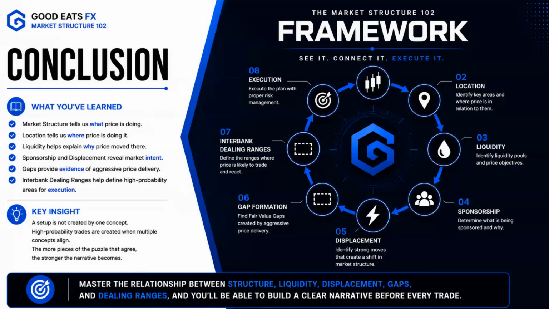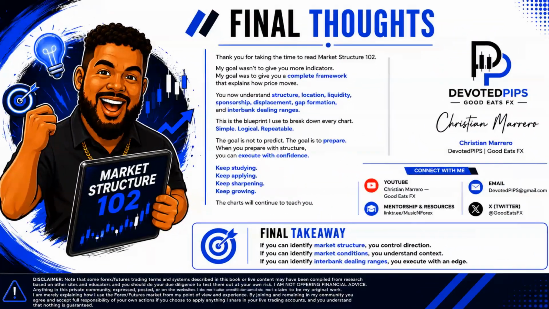Here's a visual for you to print out and keep next to you on your desk. What I want you to focus on is mastering the relationship between structure, liquidity, displacement, gaps, and dealing ranges. If you can do that, you'll be able to build a clear narrative before every trade. I want to thank you for taking the time to read Market Structure 102 with me. My goal wasn't to give you indicators. My goal was to give you a complete framework that explains how price moves. You now understand structure, location, liquidity, sponsorship, displacement, gap formation, and interbank dealing ranges. This is the blueprint I use to break down every chart.